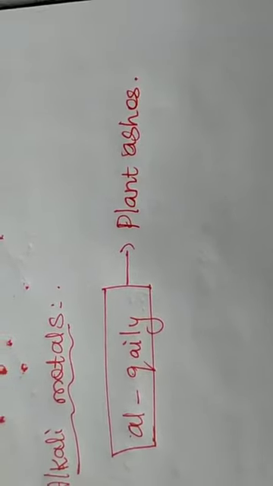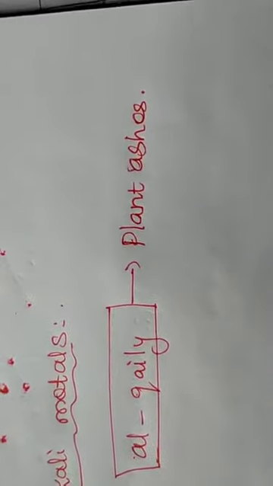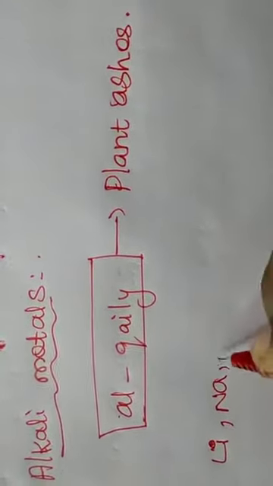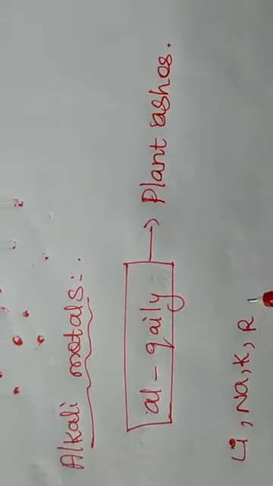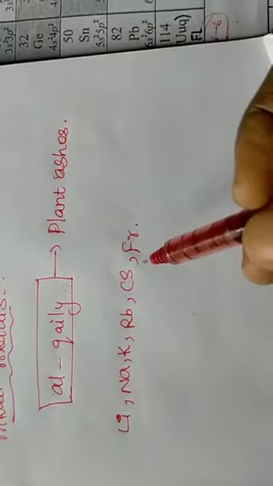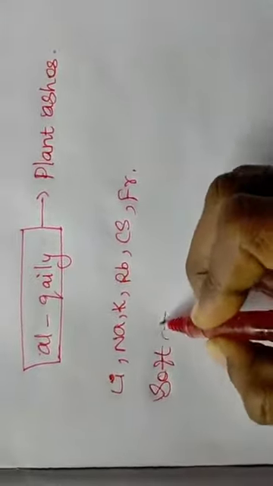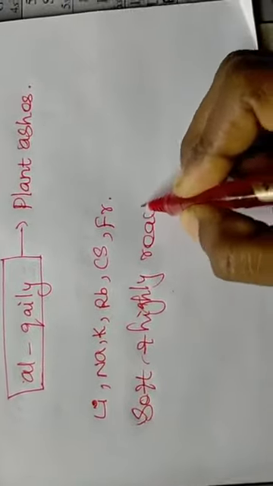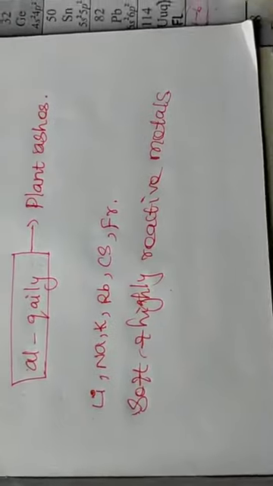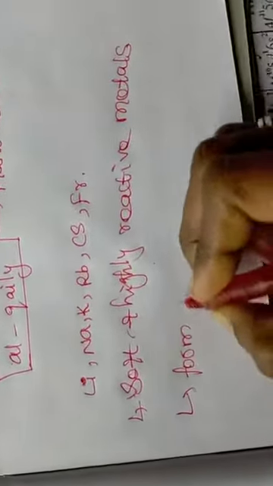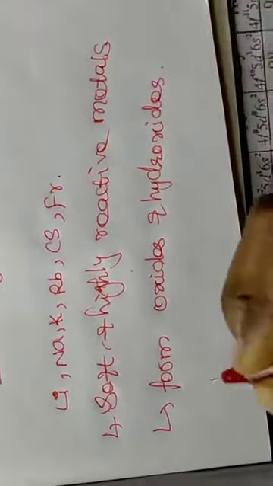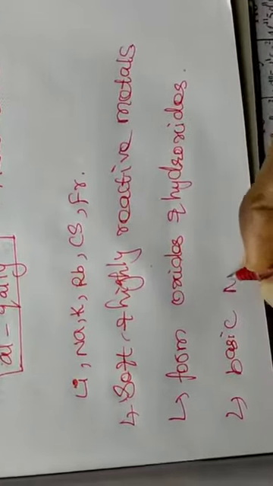In the alkali metals, one of the elements is potassium. So what is the list of elements in the alkali metals? Lithium, sodium, potassium, rubidium, cesium and francium. These metals are generally soft and highly reactive. They can form oxides and hydroxides. They are generally basic in nature, basic nature compounds.